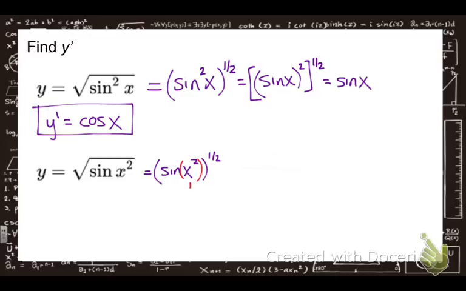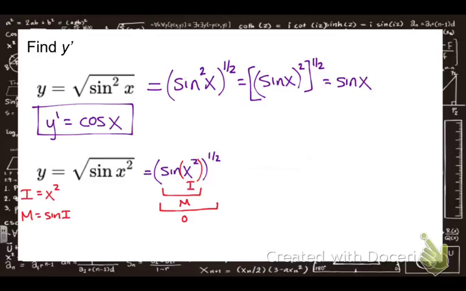We're going to have an inside, which is x squared. We're going to have a middle, which is sine of x squared. And we're going to have an outside, which is sine of x squared to the power of 1/2. So let me set these 3 things up. We have the inside to be x squared. We have the middle to be sine of the inside.